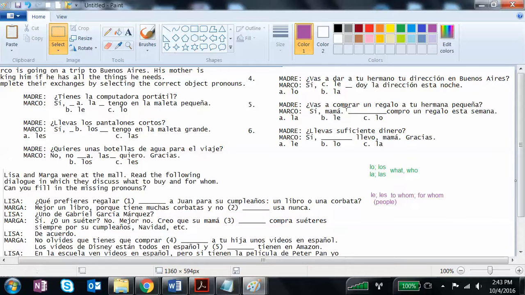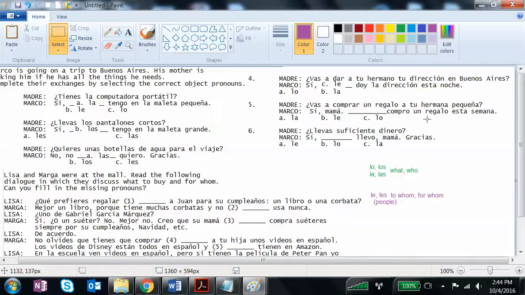Okay. ¿Vas a comprar un regalo a tu hermana mañana? Sí, mamá, compro un regalo esta semana. So here we've got a verb, going to buy. Who's going to do it? You are. What are you going to buy? A present. That's your direct object. It's still listed in the answer. But for whom is it being bought? The sister. The sister is nowhere in the answer. So we need to plug in for her.